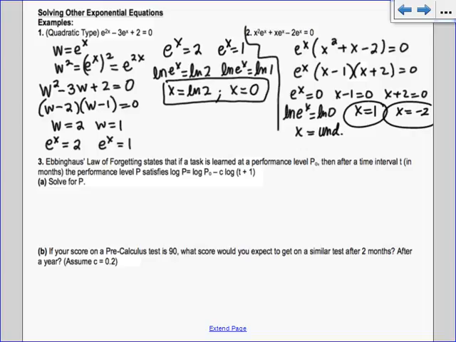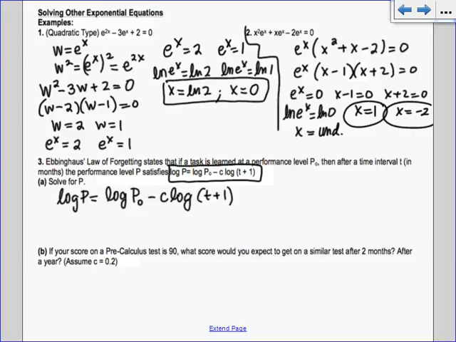So it says solve for P. So if we have this equation, and we want to solve for P, what I'm going to do is combine the right side of the equation, just like what we did before with combining logarithms. We're going to pull that up as a power first. So we're going to have log of P sub 0 minus log of t plus 1 to the c.